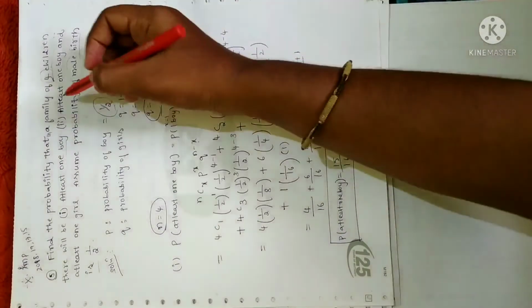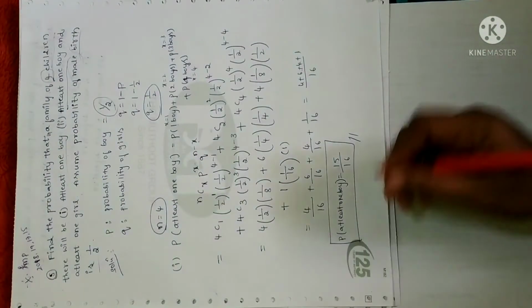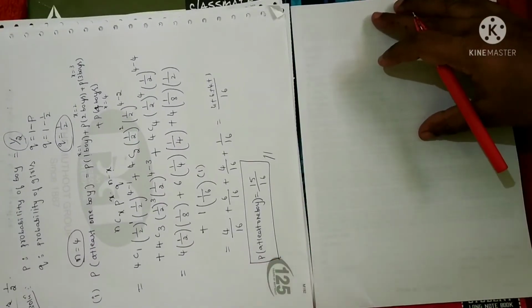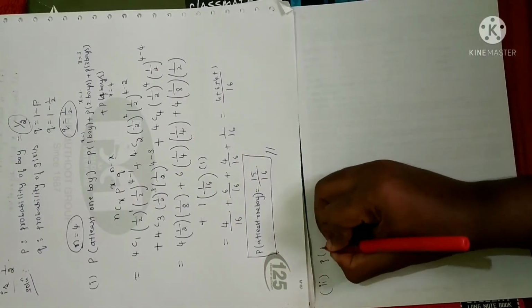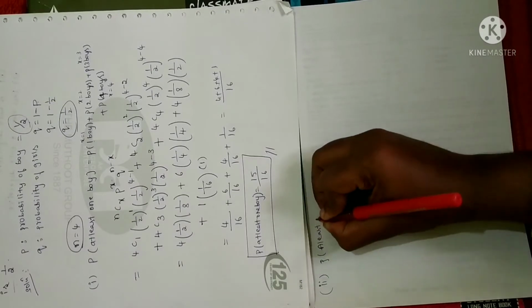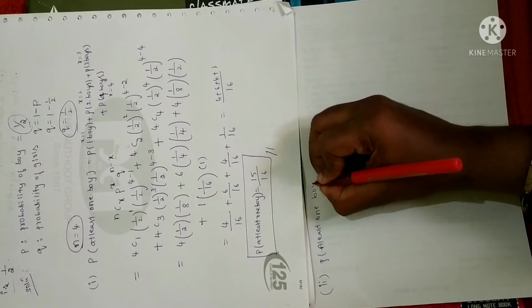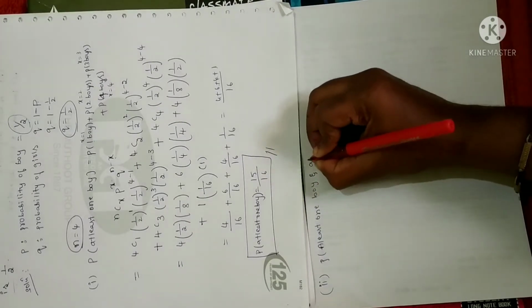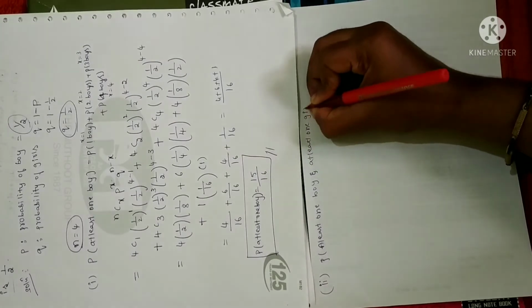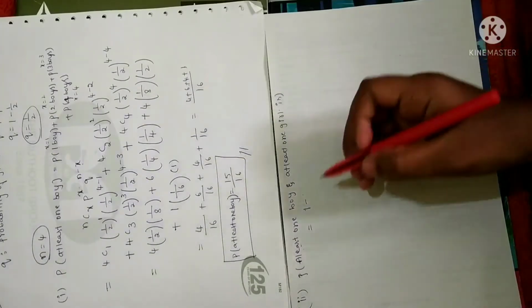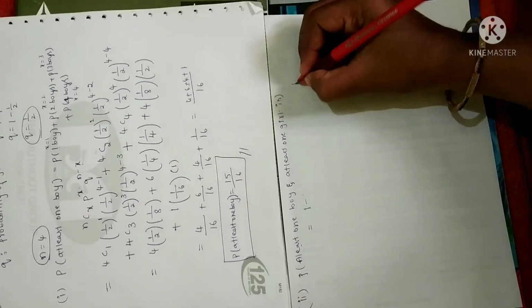Now we need to calculate at least one boy and at least one girl. Coming to the second sub question, I hope the first question is clear for you. Let me solve the second sub question. It is the probability of getting at least one boy and at least one girl. To calculate this, first we have to calculate at least one boy, in the sense probability of getting one boy, two boys, three boys and four boys.